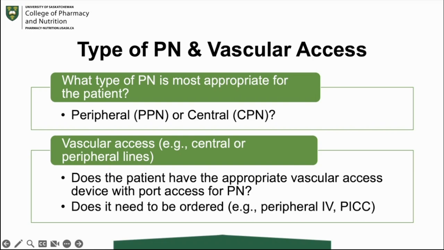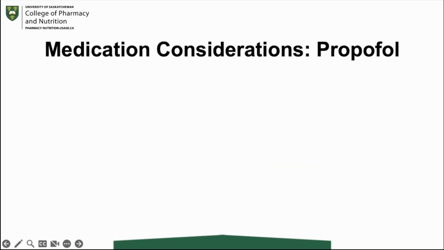Once the type of PN has been determined, a dietitian will assess whether a patient has the appropriate vascular access line or device in place. If not, the dietitian will communicate with the multidisciplinary team, and a physician can order the insertion of the appropriate IV catheter. For individuals in the intensive care unit, dietitians will always identify whether a patient is receiving the sedative propofol before determining whether a parenteral or enteral nutrition prescription is needed.